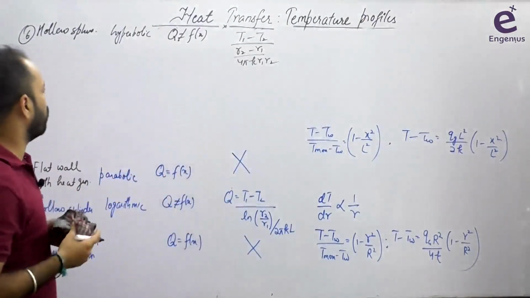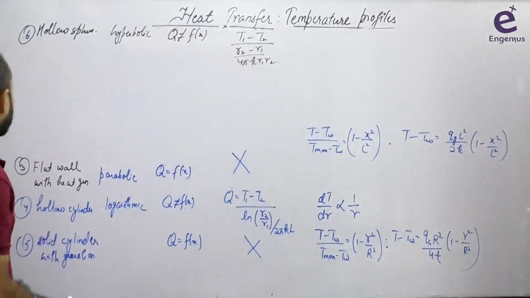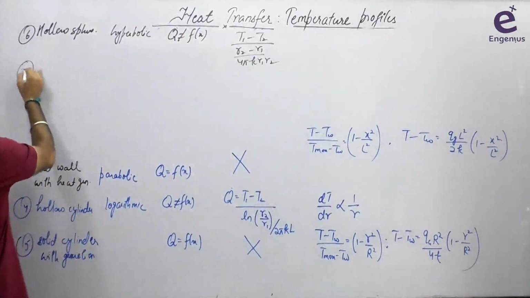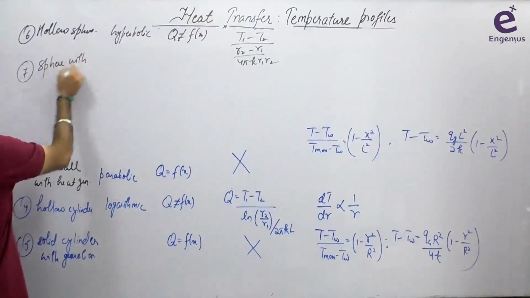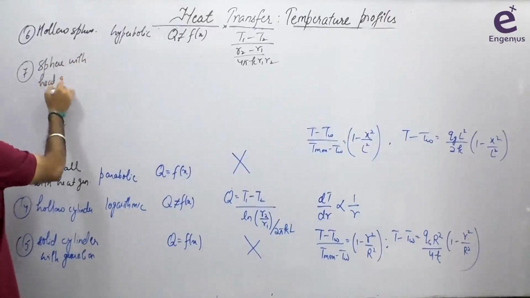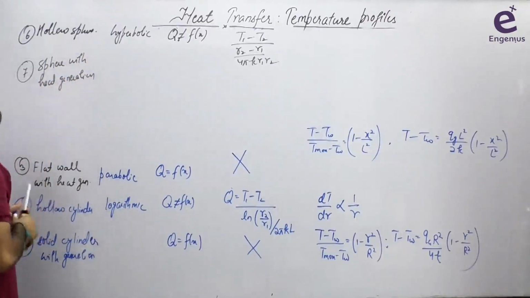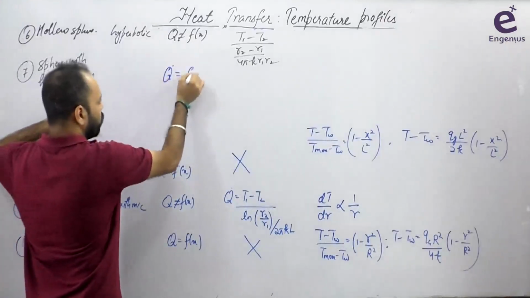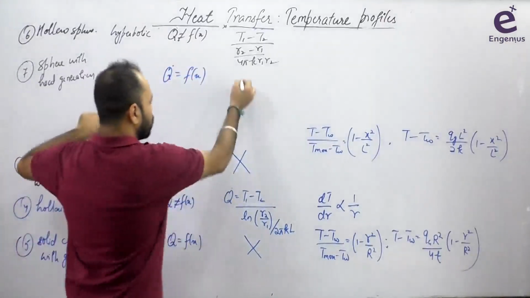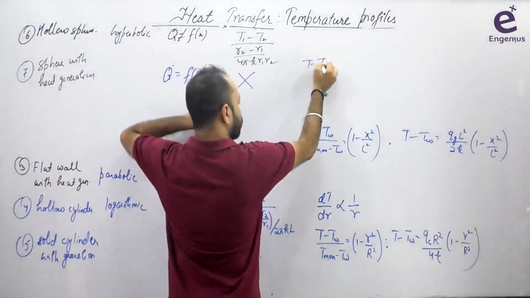What else can I write? Temperature profile is not to be written. Again, it was complex. Okay. Then seventh case, sphere with heat generation. That is profile non-linear. No need to write, but yes, Q was a function of x. No need to write like this. This equation you can write: T minus TW by T max minus TW.